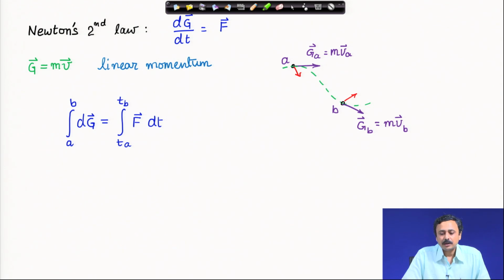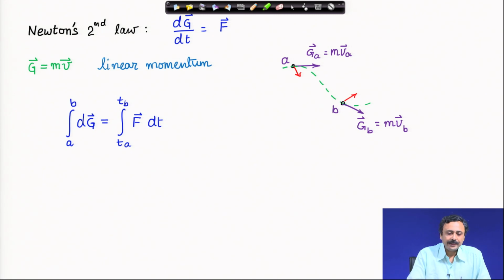Imagine a particle under the action of forces. The resultant force is F, indicated by this red arrow in the figure, and the particle is moving on a path from A to B. At position A, the linear momentum G_A is mass times the velocity vector at A. Similarly, at B, the linear momentum G_B is mass times the velocity at B.